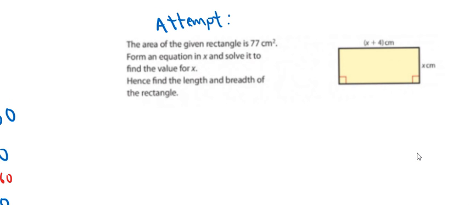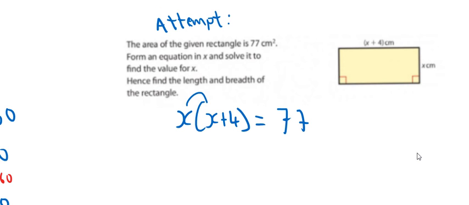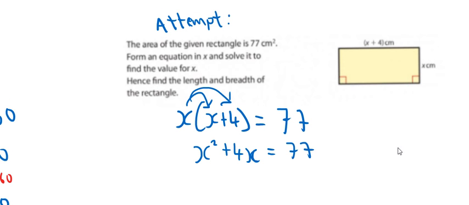Right, so this one, they've actually drawn the diagram already for you, which helps. So you know that if the length is x plus 4 and the width or the breadth is x, then x multiplied by x plus 4 would have to be the area. And they tell us in the question as well that the area is 77. So x multiplied by x plus 4 has to equal 77. Then we're going to multiply x in. So x multiplied by x is x squared. x multiplied by 4 is 4x. And that equals 77.